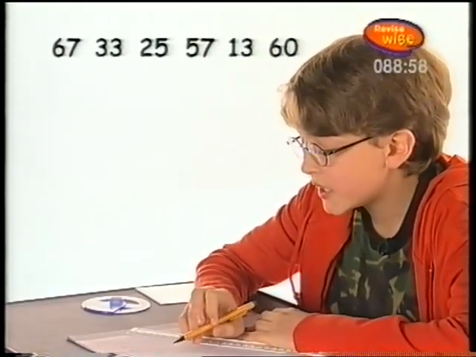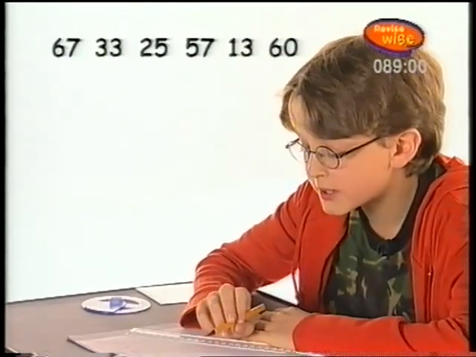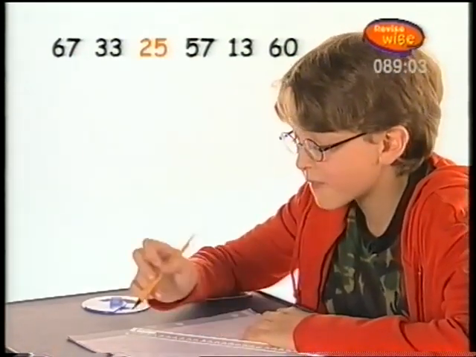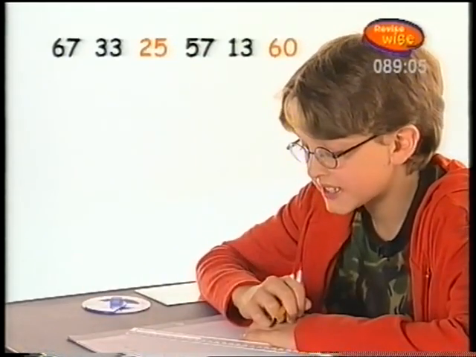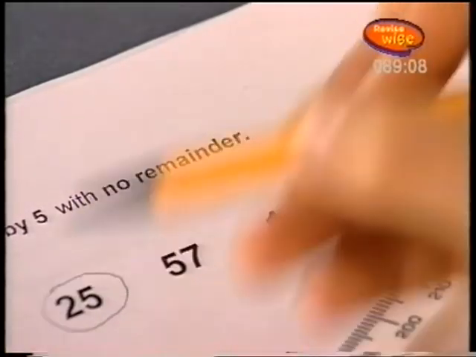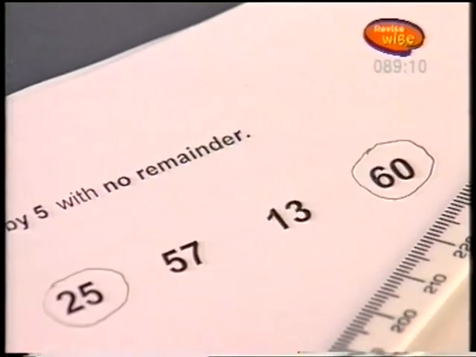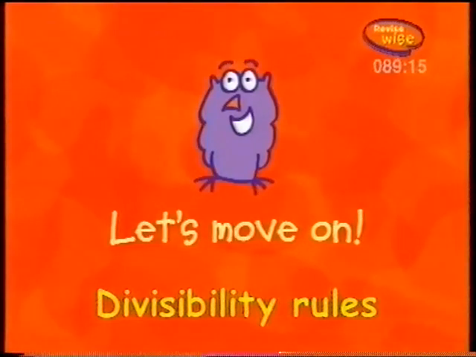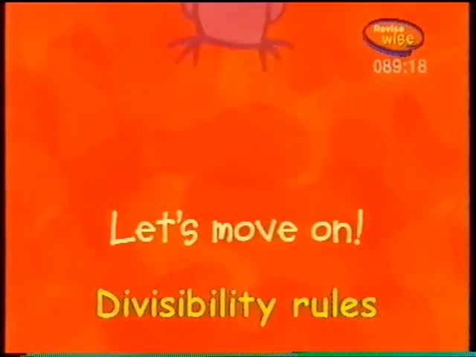Back to your question, are any of these numbers in the 5 times table? Let's see. 5 times 5 equals 25, and 5 times 12 equals 60. That's right. It's really useful to know your divisibility rules. That's things like a number is divisible by 5 if it ends in 5 or 0.